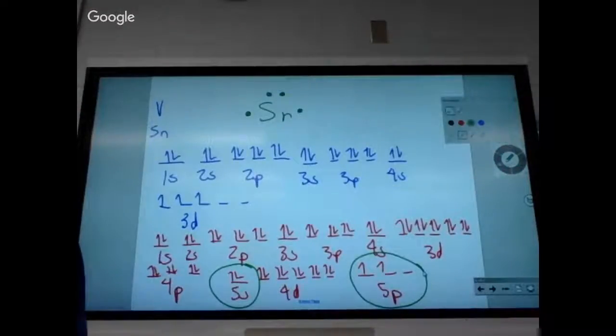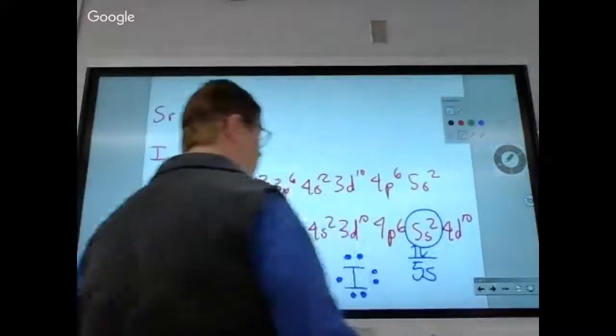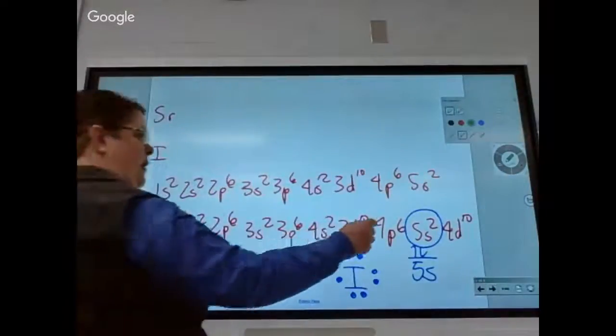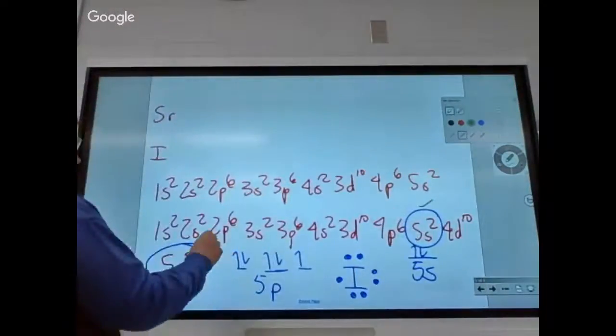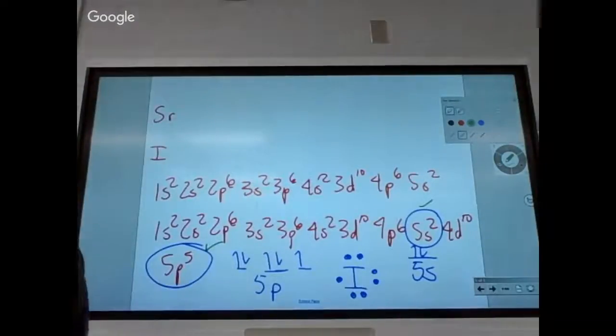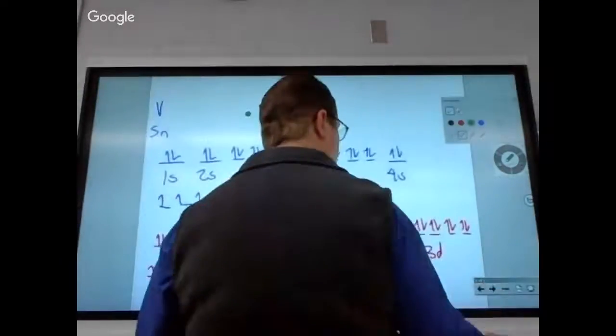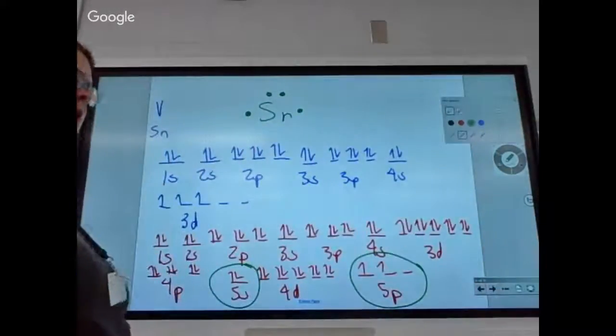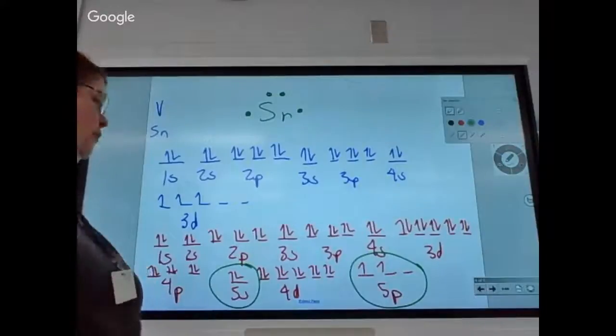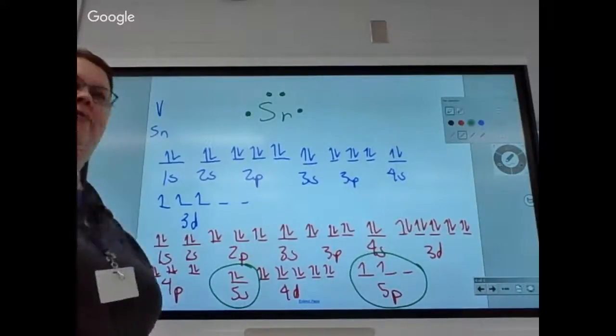Yes. I'm confused on the dots. I thought we were supposed to go by the electron configuration. We did. But I got the 5s and a 2 and then 5p and a 5. We did that for iodine. You can use the same thing. For iodine, we picked the 5s2 and the 5p5. For SN, if I had written it with the electron configuration, I would have picked 5s2 and 5p2.